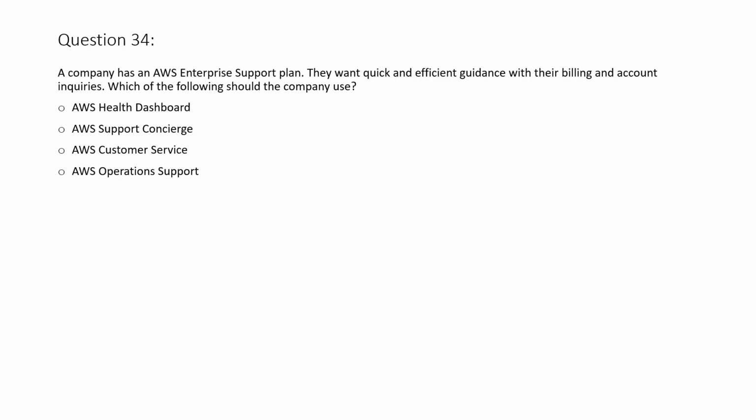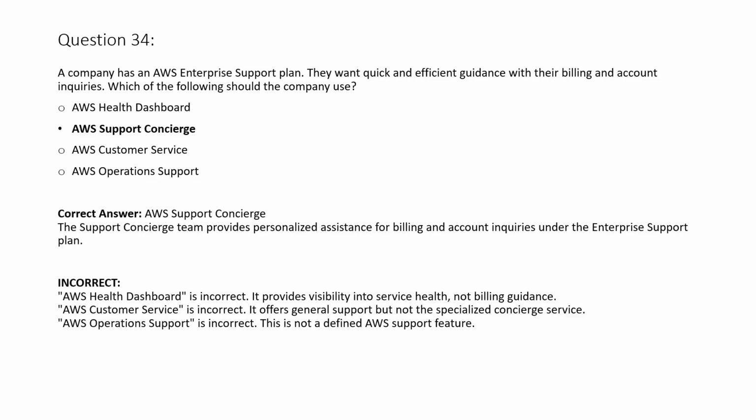Moving into question number 34. A company has an AWS enterprise support plan. They want quick and efficient guidance with their billing and account inquiries. Which of the following should the company use? Option A, AWS Health Dashboard. Option B, AWS Support Concierge Team. Option C, AWS Customer Service Team. Option D, AWS Operations Support Team. So the correct answer is AWS Support Concierge. It will provide personal assistance for billing and account inquiries.